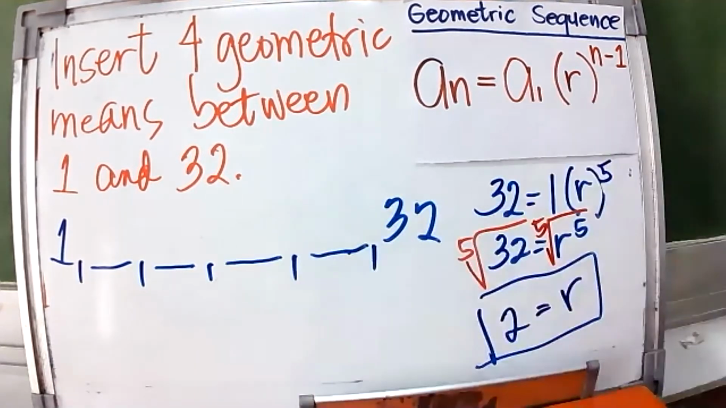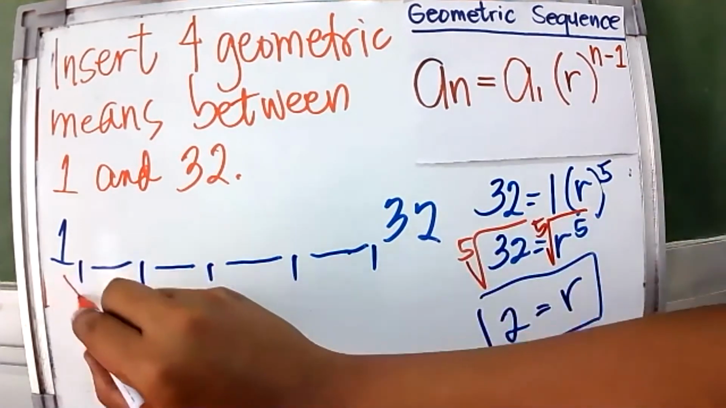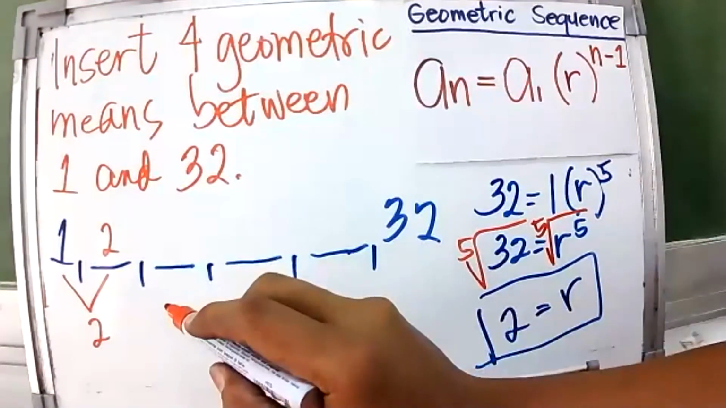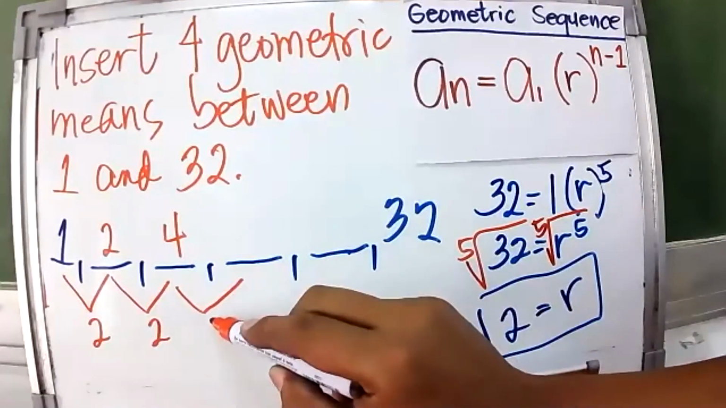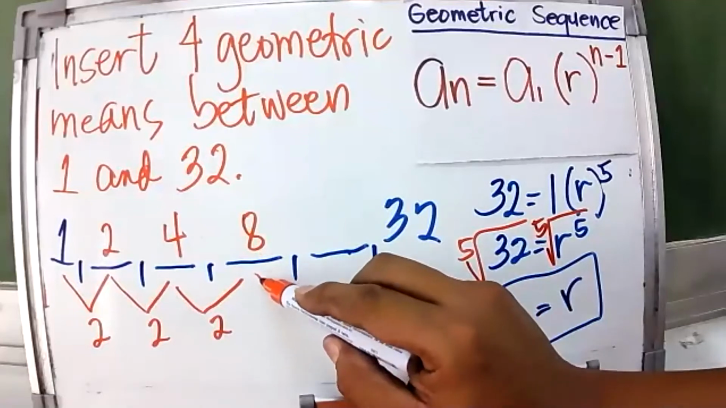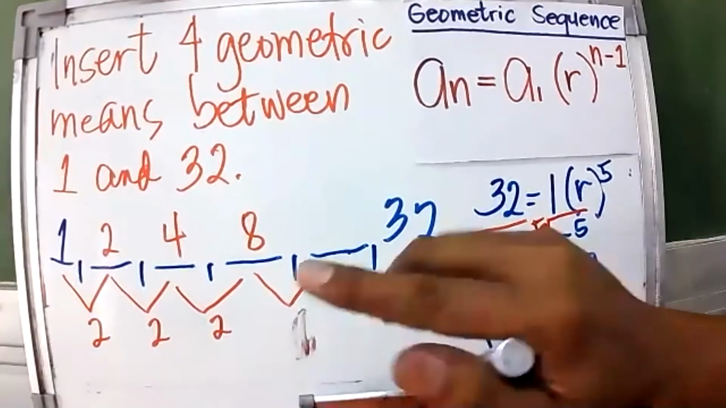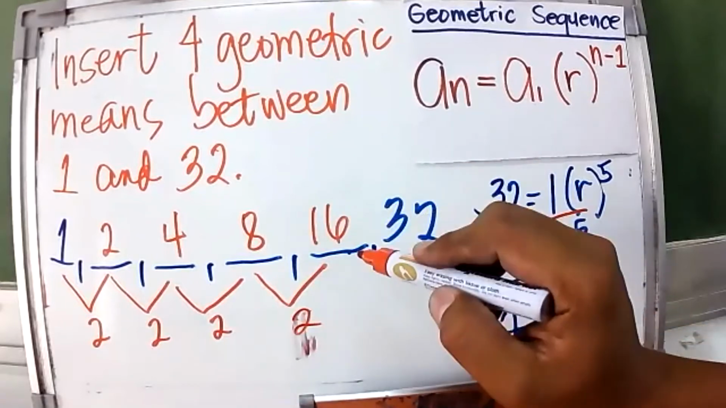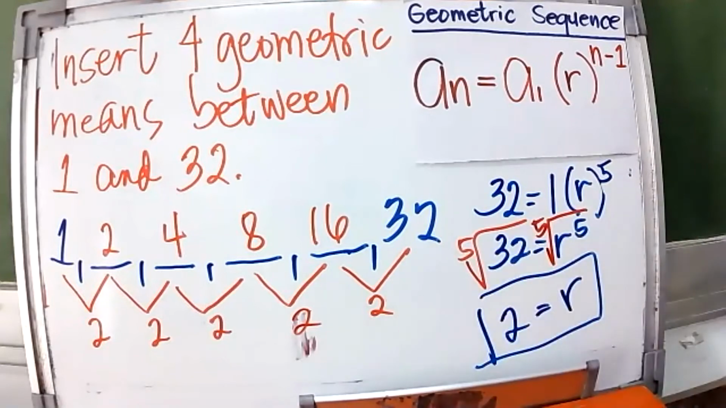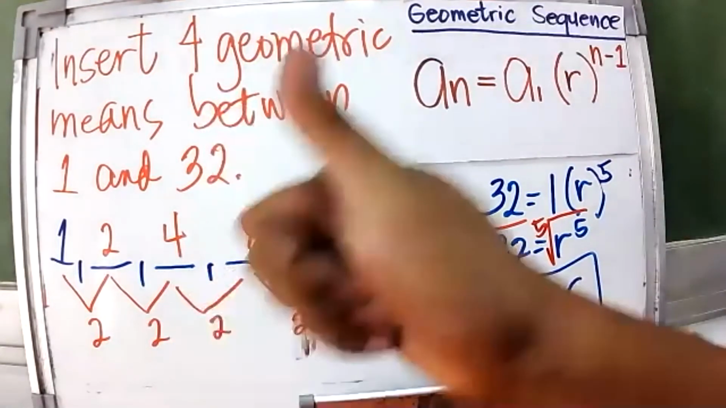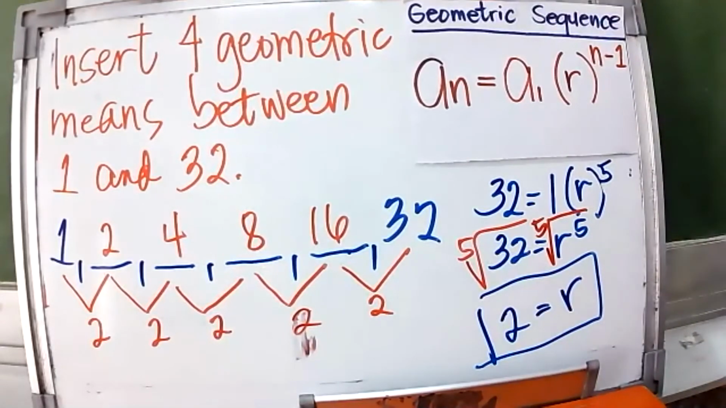Okay? So that will become 1 times 2, that's 2. 2 times 2, that's 4. 4 times 2, that's 8. And 8 times 2, that is 16. And of course, 16 times 2, the answer is 32. That's how we find the geometric means between the given terms. Okay? Please screenshot. Analyze the process. And I'll give you some more examples afterwards.